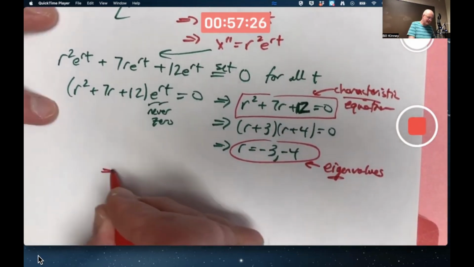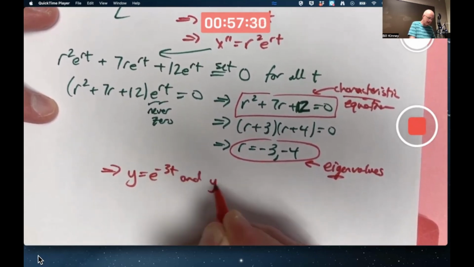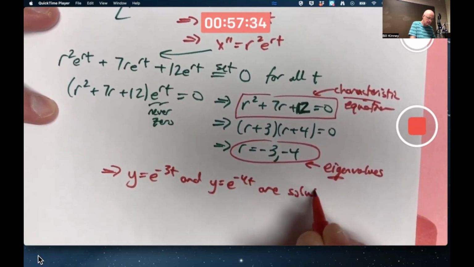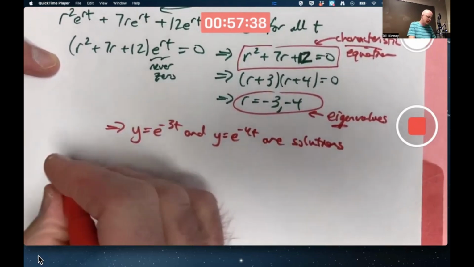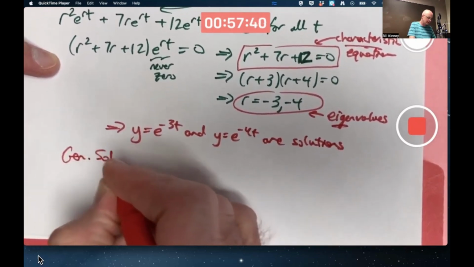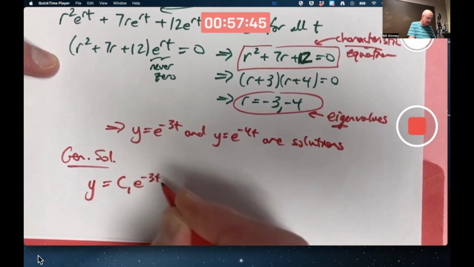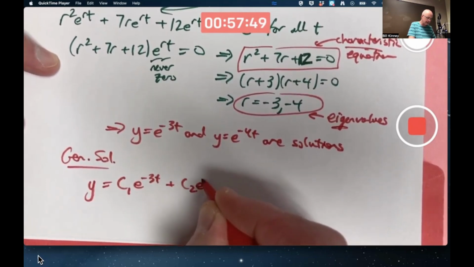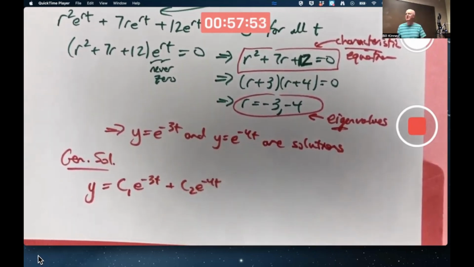It turns out because of this, y equals e to the -3t and y equals e to the -4t are solutions, though that does take checking to prove it. And a general solution turns out to be a linear combination of those, an arbitrary constant times e to the -3t plus another arbitrary constant times e to the -4t. Just like the previous example was a linear combination of cosine and sine.